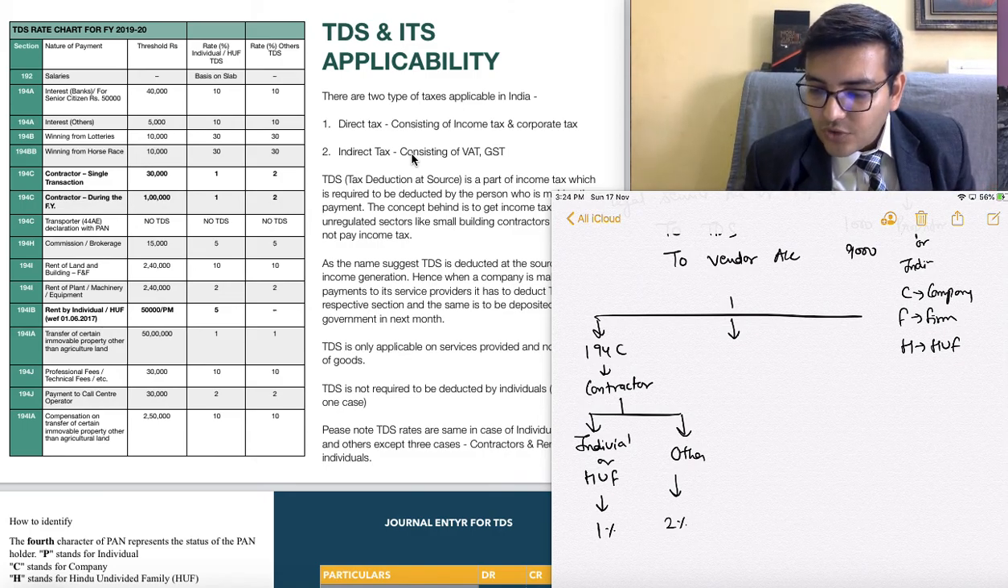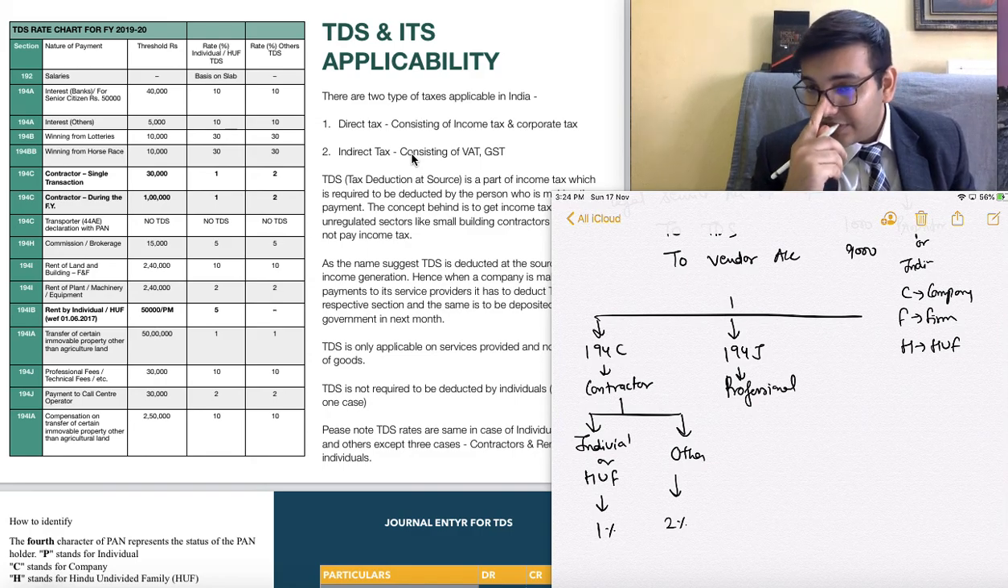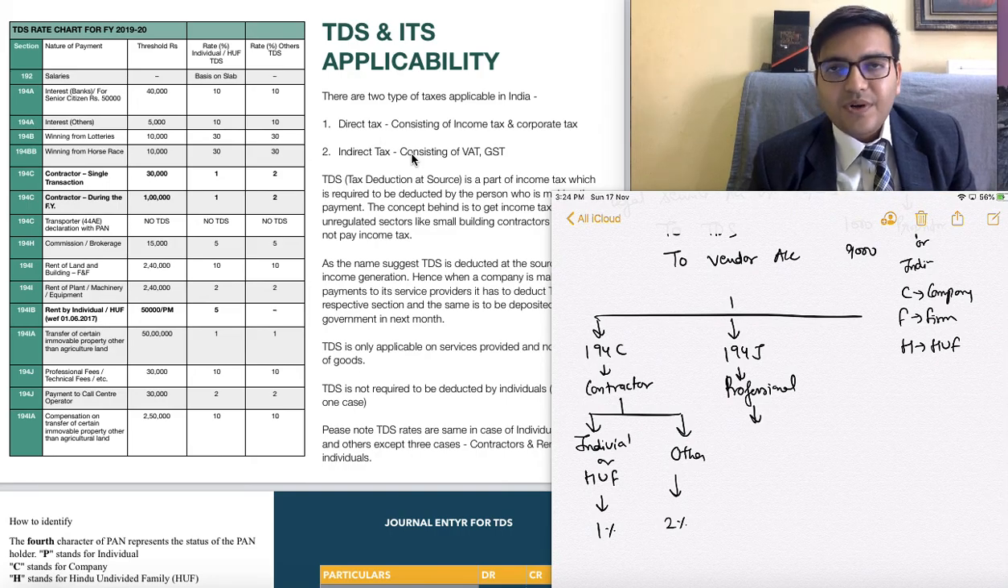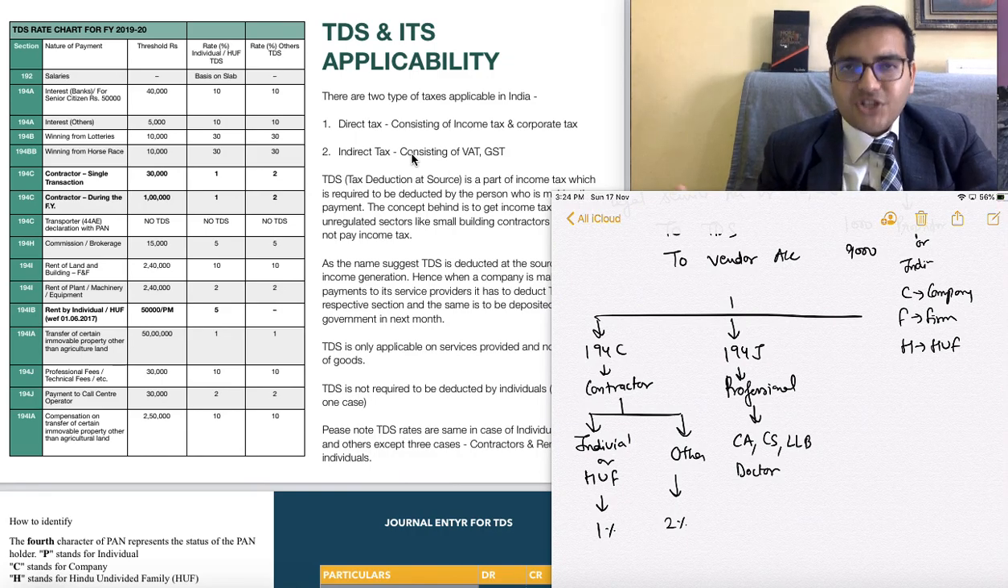Now 194J. 194J is for professional services. Whenever there is a professional who is giving a service. Now who is a professional? A professional is a degree holder like CA, CS, lawyer, LLB, doctor. These are all professions, right? So all these are called professionals. Architect.